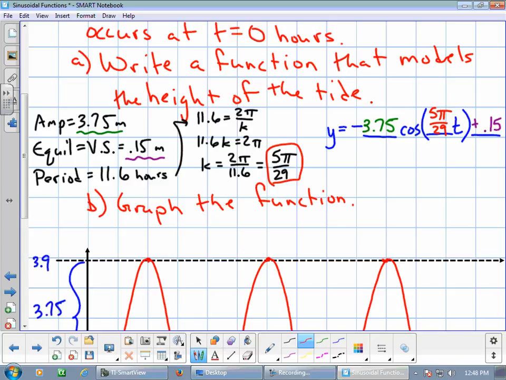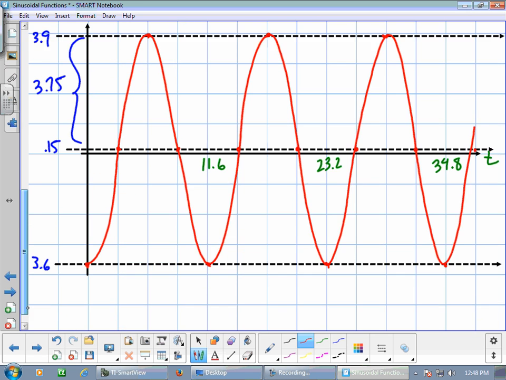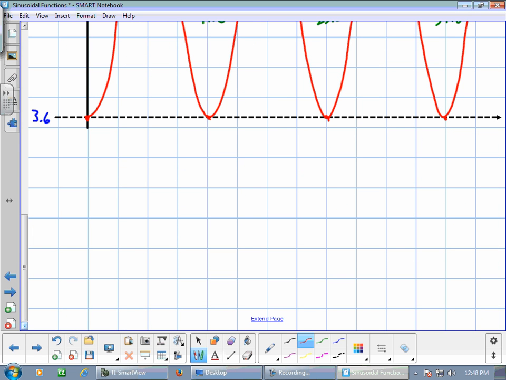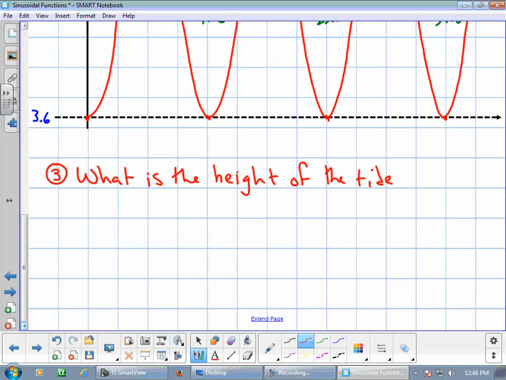Okay. Last question before we go to our next example. Part 3. What is the height of the tide after 12 hours, or at the 12th hour? Was the height of the tide 12 hours into our model?